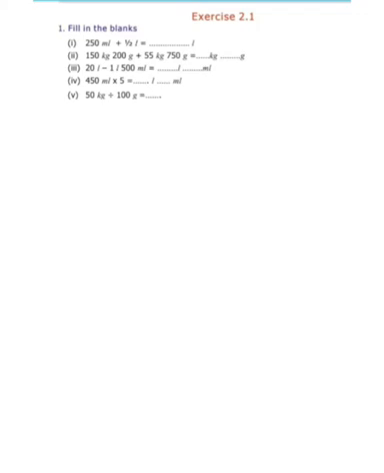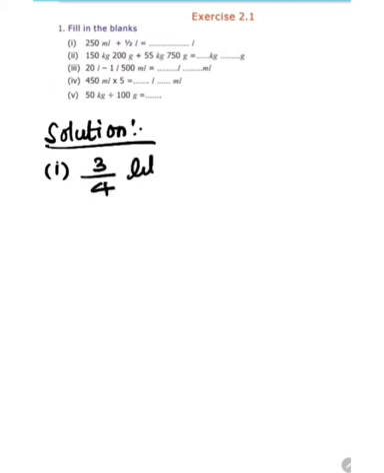The first one is 250 milliliter plus half liter is equal to dash liter. 250 plus half is nothing but 3 by 4 liter.